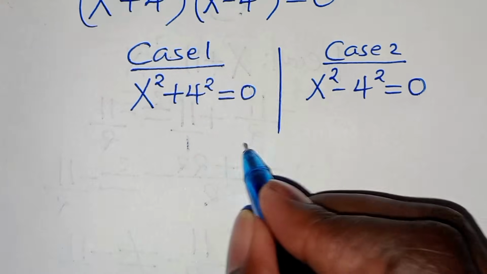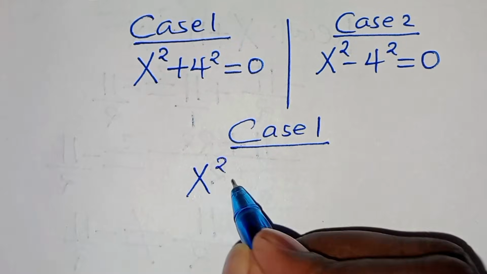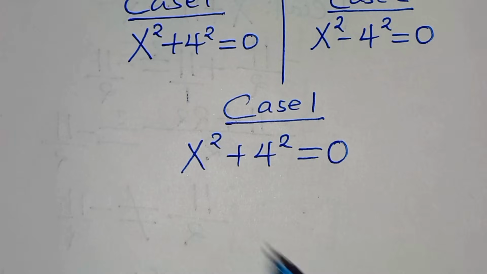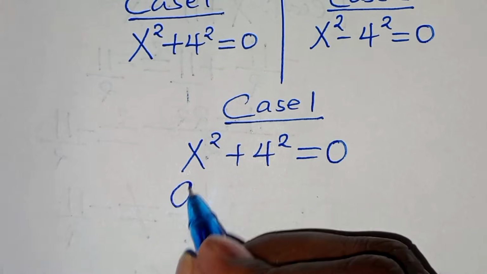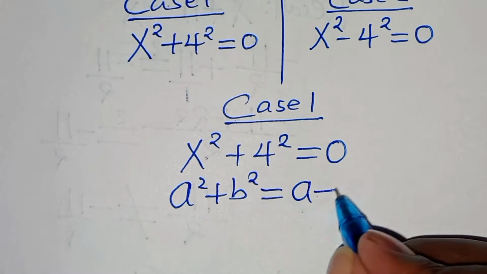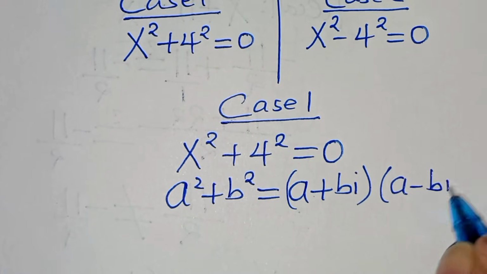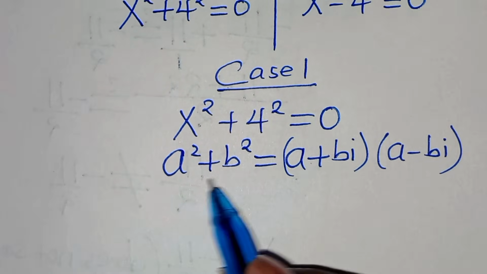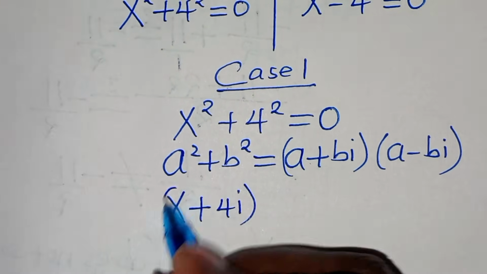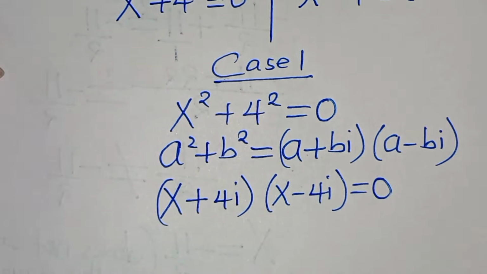Starting with case 1 here, this is x to the power of 2 plus 4 to the power of 2. This is equal to 0. This equation here is of the form a squared plus b squared, which we can express as a plus bi multiplied by a subtract bi. Applying this identity here, we have x plus 4i multiplied by x subtract 4i. This is equal to 0.